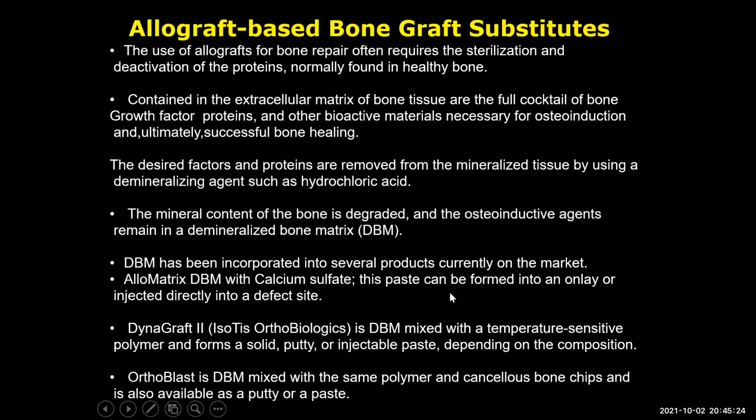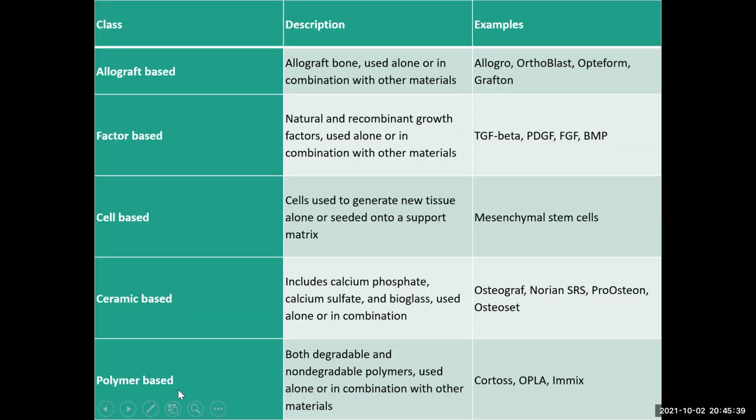This paste can be formed into an onlay or injected directly into the defect site. Dynagraft is DBM mixed with a temperature sensitive polymer. Orthoblast is DBM mixed with the same polymer and cancellous bone chips. So in this slide we saw polymer plus allograft combinations are nowadays used very commonly.